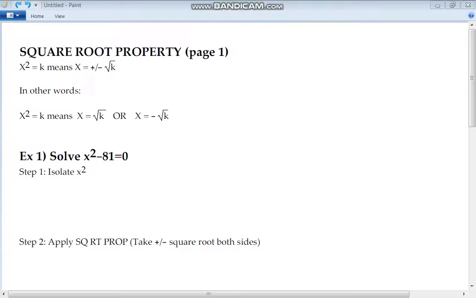Good morning. We are doing the square root property, page 1. I've got 3 of these pages for you. Let's start with the definition of the square root property.